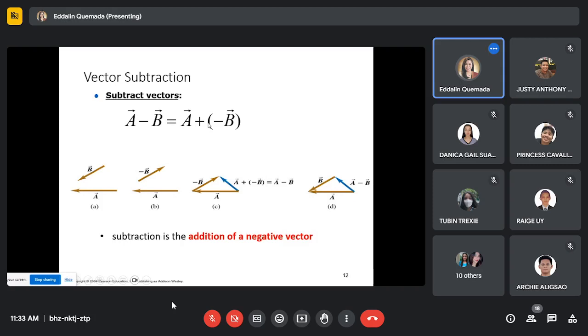So ma'am, if in vector subtraction we are simply adding the negative of a given vector, how do we represent the negative of a given vector? This is how you do it. So, let us take a given scenario. Pay attention. We have here A, B, C, and D. In A, it shows here, class, the direction of the given vector. So, A is directed to the left. How about B? What is the direction of vector B, class?